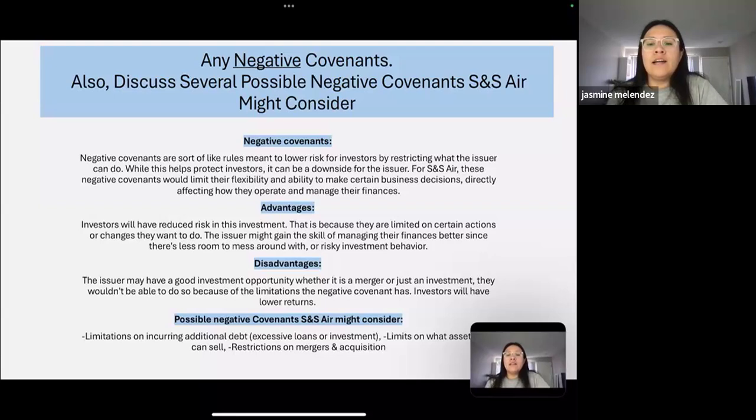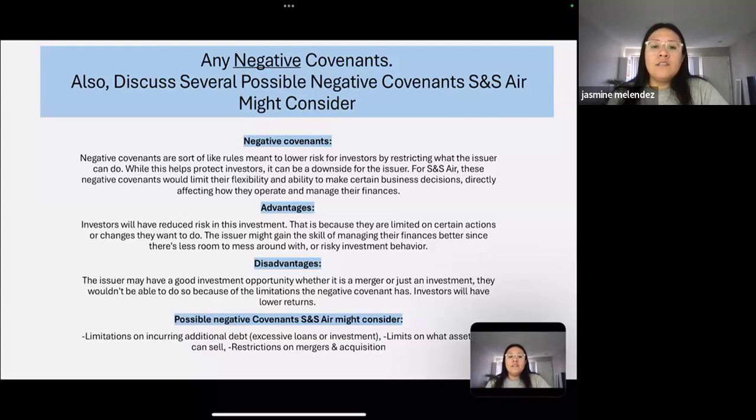Specifically for SNS Air, these negative covenants would limit their flexibility and ability to make certain business decisions, directly affecting how they operate and manage their finances. So there's no flexibility for them, in other words.